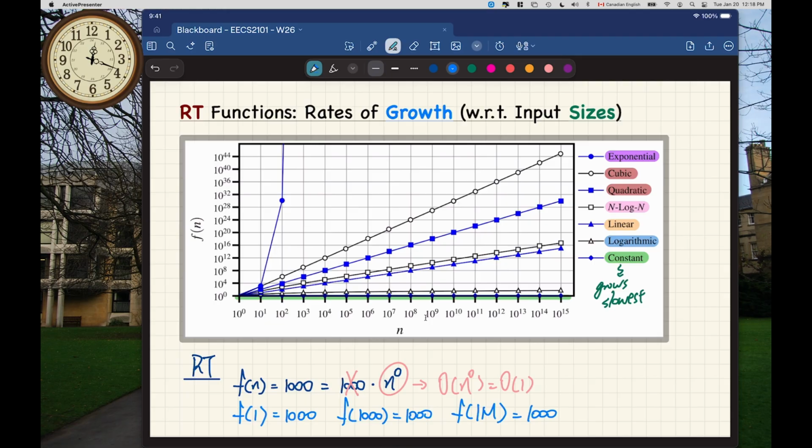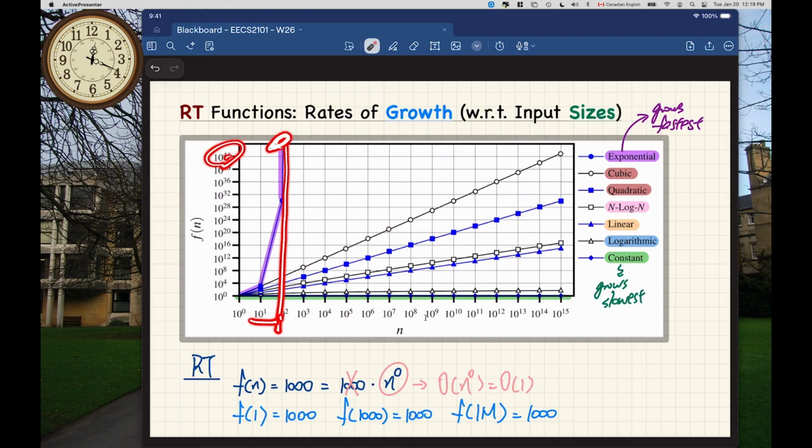You will see that the other extreme will be exponential. This one will grow the fastest. You can see right here, basically they grow exponentially like that. Even for relatively small input, only up to maybe 10 to the power of 2, you can see the running time is already exponential. That's something you want to avoid getting to.